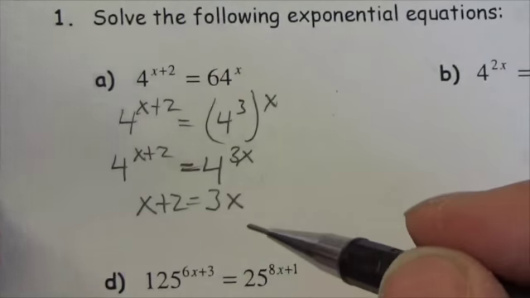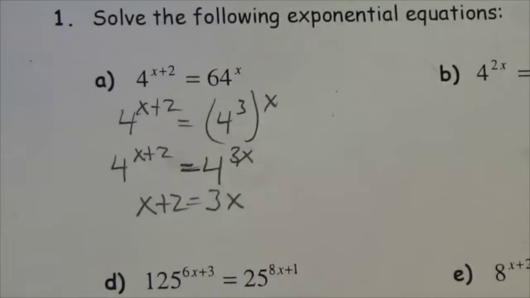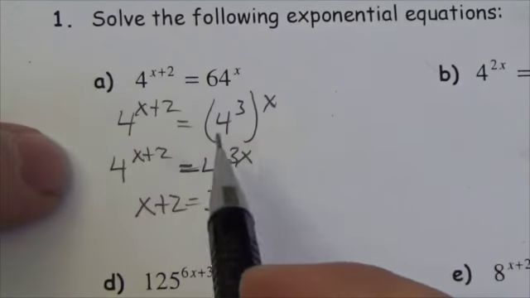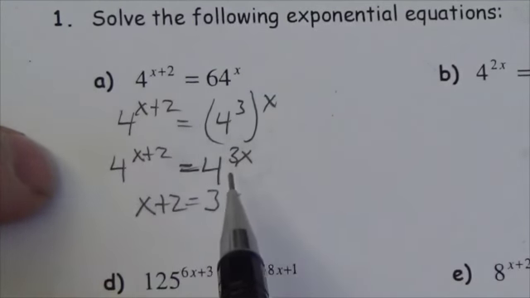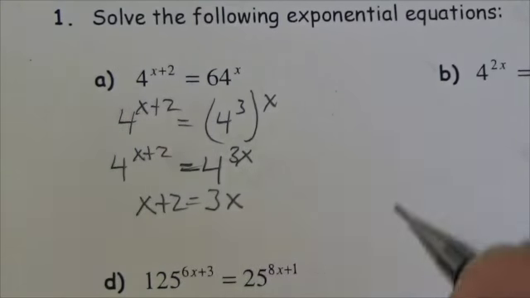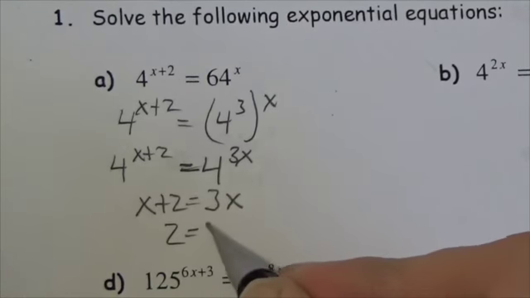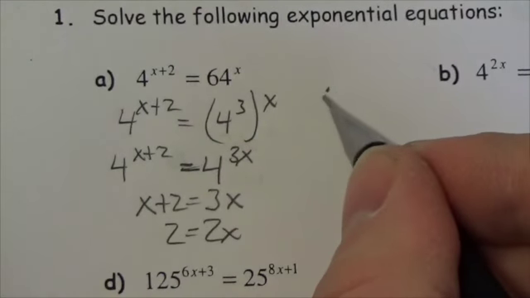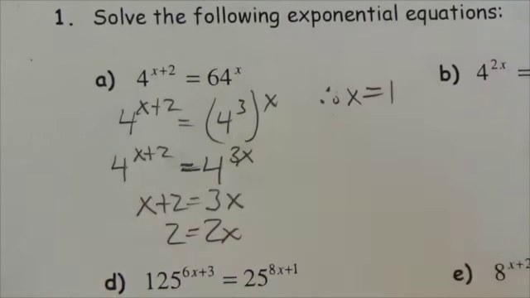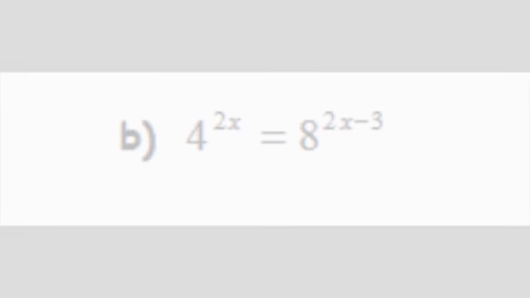Now, please bear in mind, I'm not canceling the bases. There is no such thing as an operation that does that. What I'm doing is making a logical little jump here and saying that if these are equal and these are equal, these two must be equal as well. Now bring the x over and we'll get that 2 is equal to 2x. And so therefore, x is equal to 1. And there's the solution to this first equation.